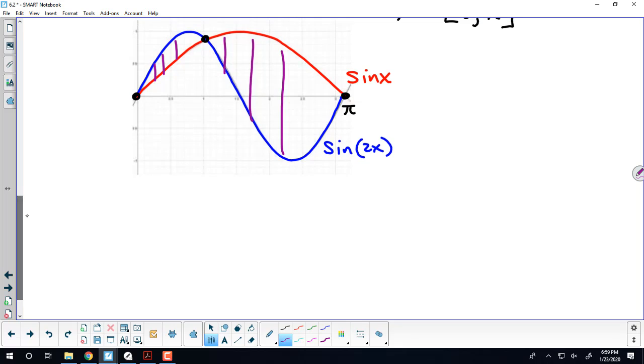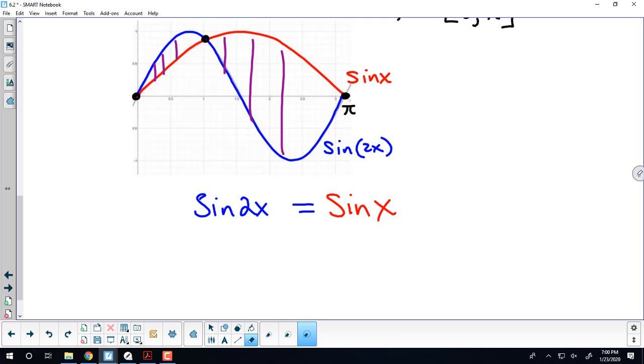This intersection point, when does the sine of 2x equal the sine of x? How do we solve that equation? Use a trig identity. Sine 2x would equal 2 cosine x sine x. So you've got to remember the identity for sine of 2x. This identity is really common for us. So this sine of 2x we're going to write as 2 sine times cosine.